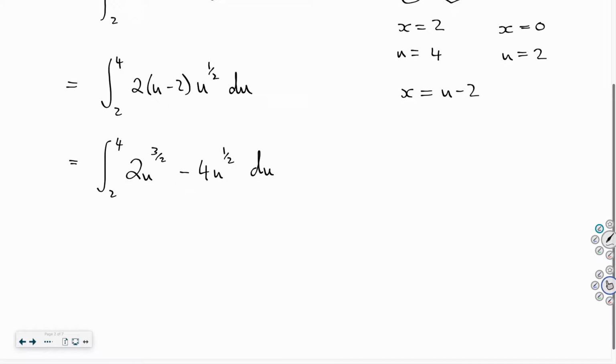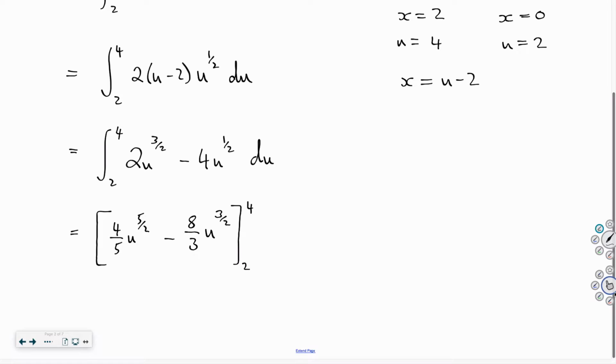And now we're just going to integrate. So we're going to add 1 to our power. So 3 over 2 becomes 5 over 2. And then dividing by the power, that's 4 over 5 u to the 5 over 2. And then the half becomes 3 over 2, and then dropping it down and dividing at the front is 8 over 3 u to the 3 over 2. And then we're going to have our limits of 2 and 4.